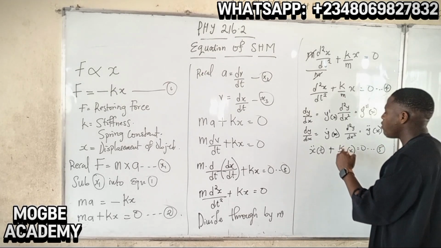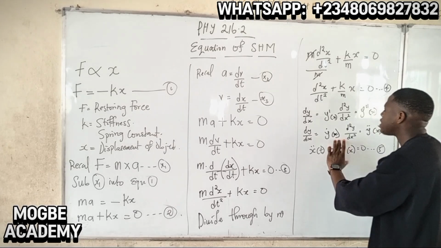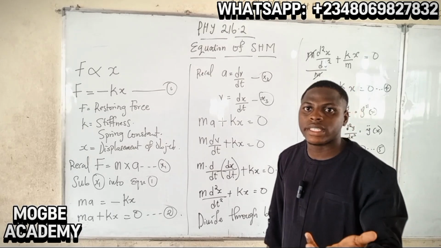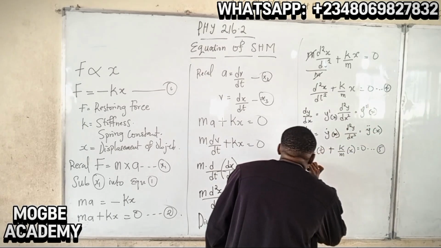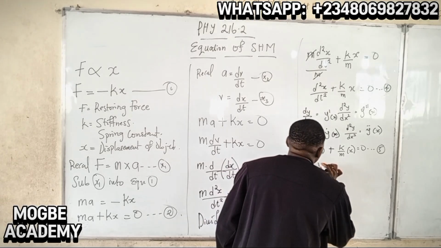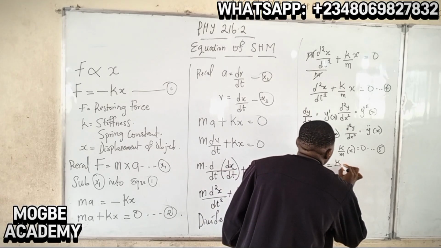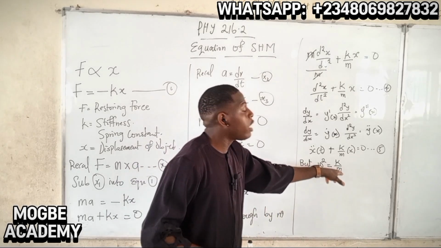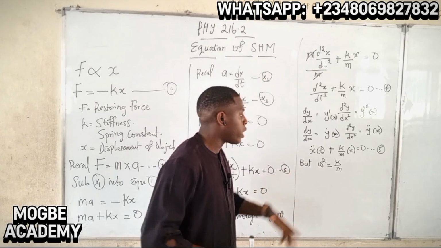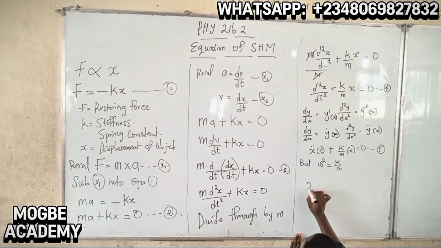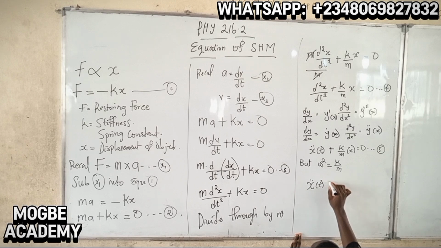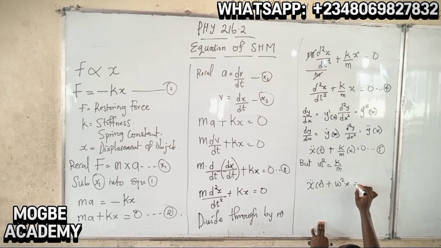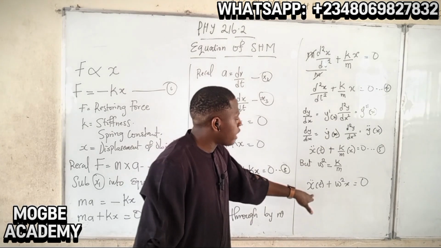What we have here is K over M. Remember, we can represent K over M as angular velocity squared, from our elementary physics. But we know that W square is equal to K over M. Now, if you apply this concept here, meaning we are representing K over M with W square. Are we together? Now, if you do that, we simply have x double dot of t plus W square x is equal to 0. This is our second differential.